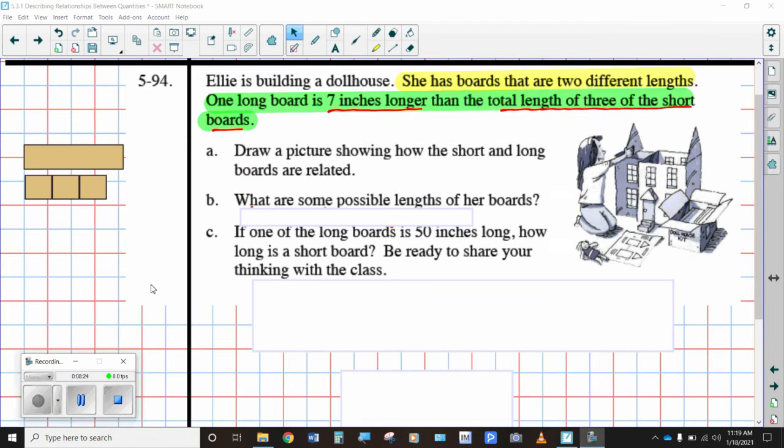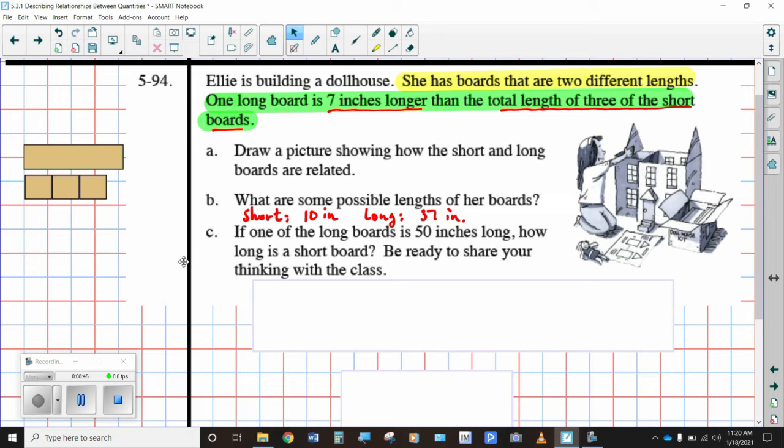All right, there are so many different answers. I'm going to trust that you got this correct. I just came up with one random answer where I said the short boards could each be 10 inches long, which would be a total of 30 inches, and then that would make this one 7 more than 30 inches. The long one would have to be 37 inches. Okay, so you may have gotten the same one as me. You might have gotten something different.